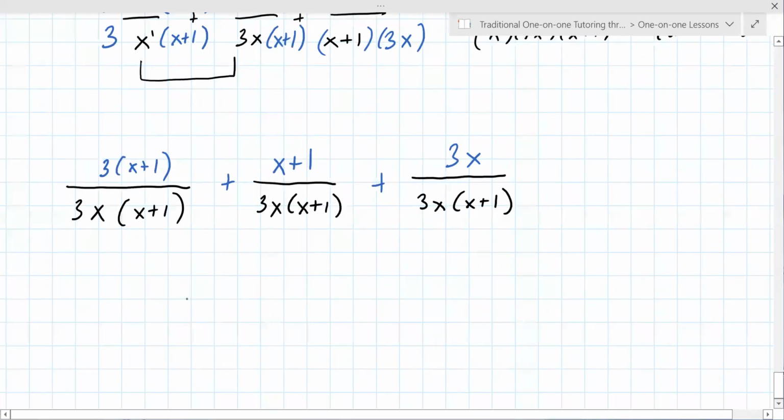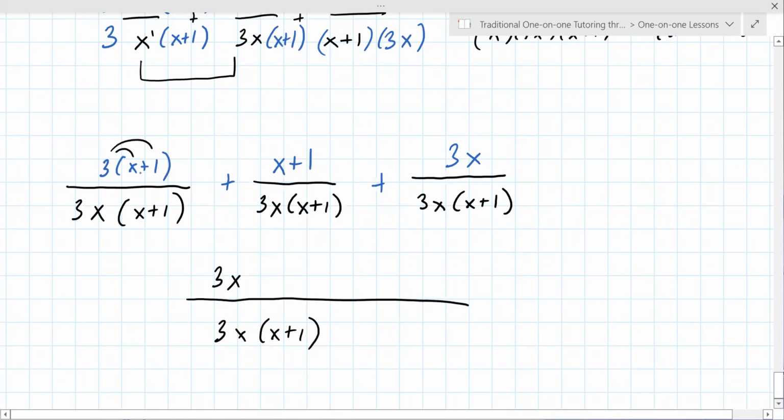All right, so when the denominators are all the same, you just write it one time. You don't have to keep writing them out. In the top, though, you've got to distribute and combine like terms. So 3 times x plus 1 is 3x plus 3 plus x plus 1 plus 3x. And you just have to combine whatever is the same in the top.